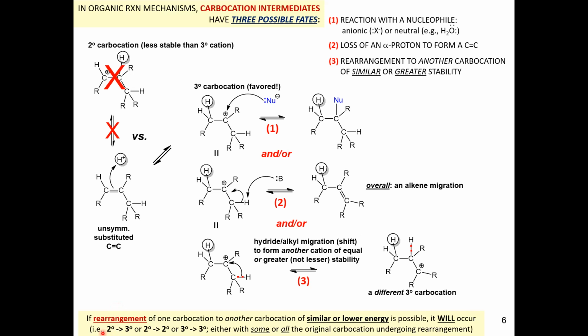For example, secondary carbocations will completely rearrange to tertiary carbocations, and it's also possible for a secondary carbocation to rearrange to another secondary carbocation, or a tertiary carbocation to rearrange to another tertiary carbocation, as you saw in this example here. In the latter two cases, this can occur either with some or all of the original carbocation molecules undergoing rearrangement. These two carbocations, secondary to secondary and tertiary to tertiary, are of similar energy, so there is not as great a driving force to completely convert all of the carbocation molecules of one type to another. So rearrangement could be partial.